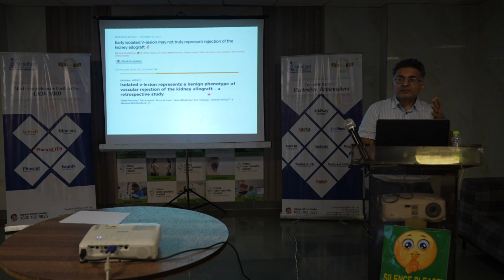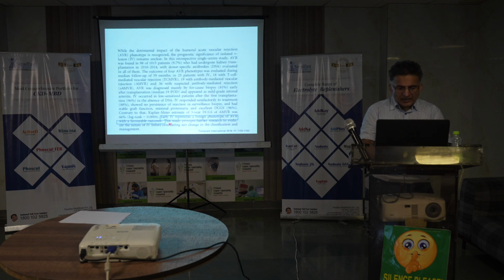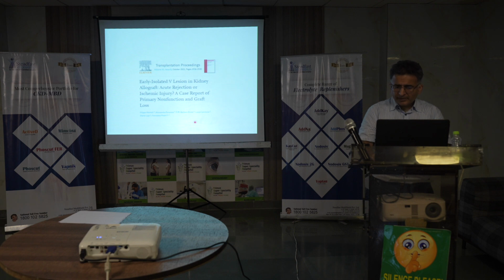There are some nephrologists, and there is enough data to suggest that these isolated V lesions are not rejections. They say that it is due to ischemia reperfusion injury. Some people say it is like an idiosyncratic reaction of the endothelium to those inducing agents. So there are papers which suggest that early isolated V lesion represents a benign phenotype of acute vascular rejection with a favorable outcome. There are papers which say acute rejection or ischemic injury, early isolated V lesion.